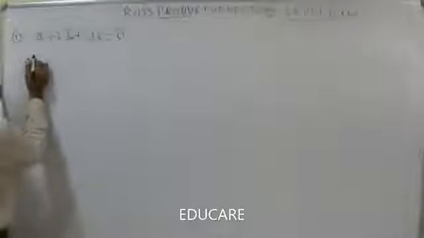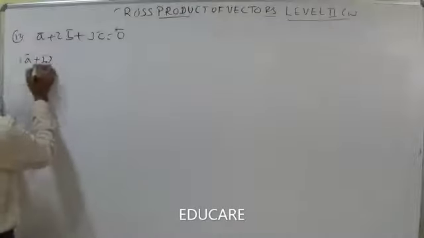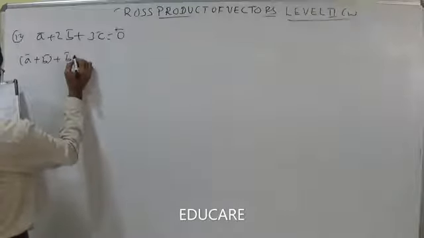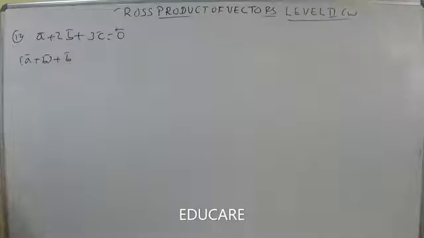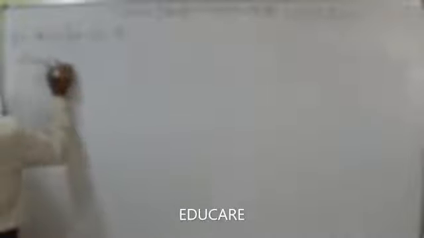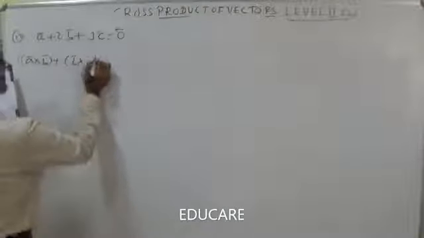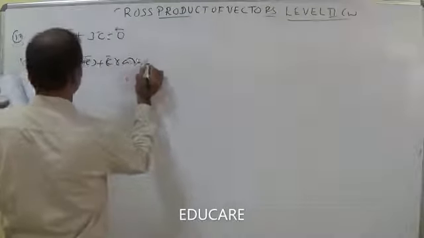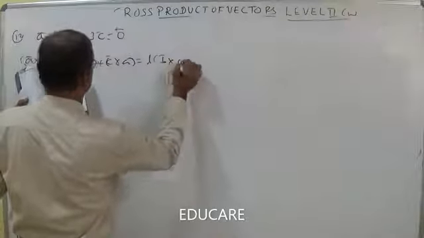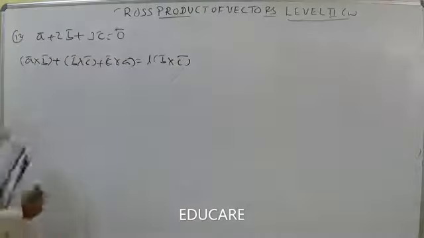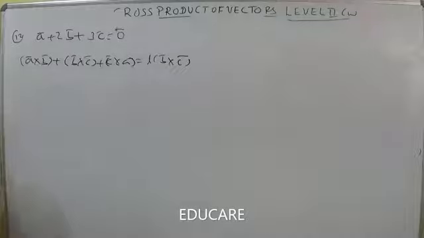Now he is asking about A bar cross B bar plus B bar cross C bar plus C bar cross A bar is equal to L into B cross C. Then what is the value of L? So A plus 2B plus 3C.